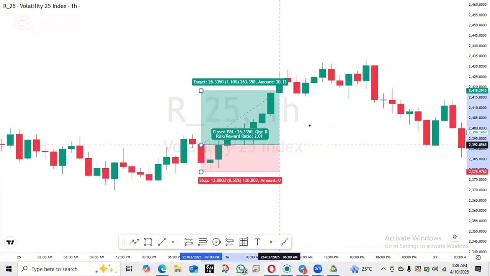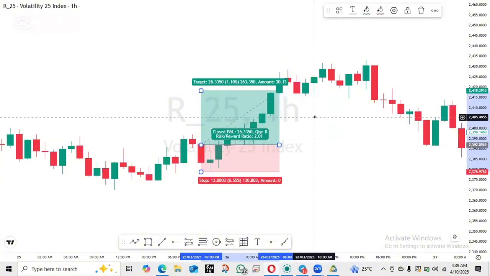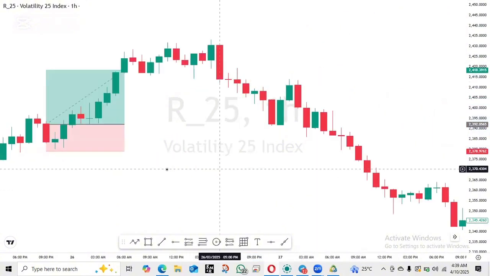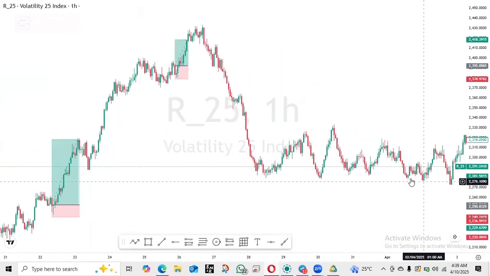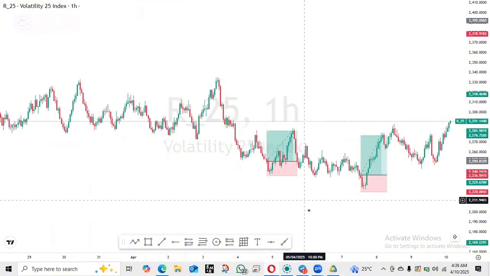You can target higher, but the minimum target is 1:2, so that if you are risking $100, you know you are making $200. If you are risking $1,000, you know you are making $2,000 and more. Okay, so this is how you trade the candlestick pattern. Now the next one here.